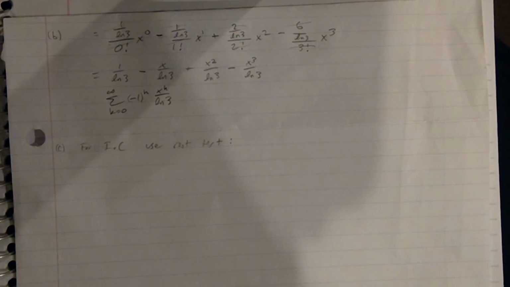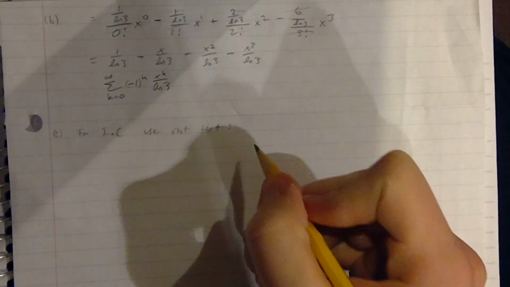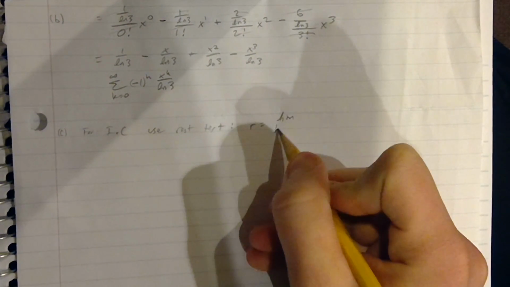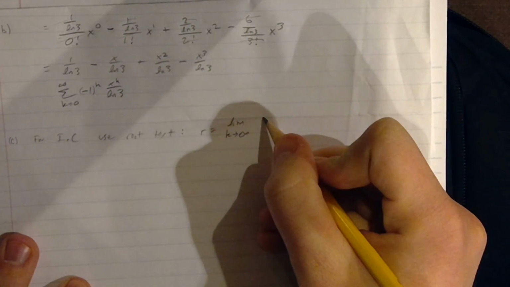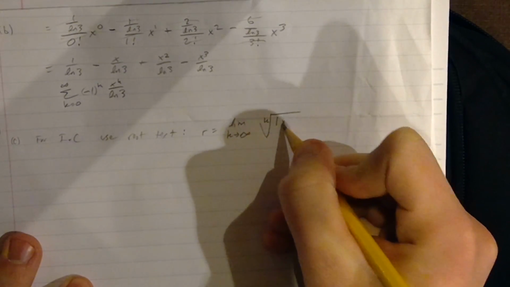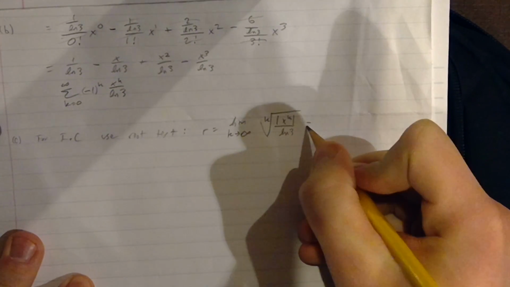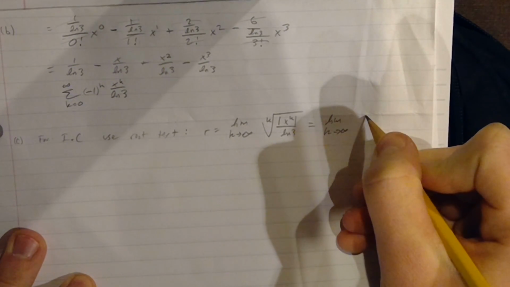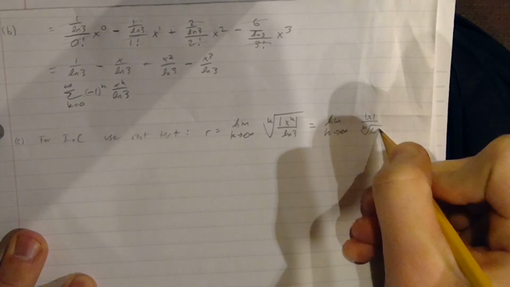And then the last part, C, asks us to find the interval of convergence for this series. So we are going to use the root test because of this a to the k. To test for absolute convergence, for the root test, we'll say that r equals the limit as k approaches infinity of the kth root of the absolute value of x to the k over ln 3, which is just equal to the limit as k approaches infinity of the absolute value of x over the kth root of ln 3.